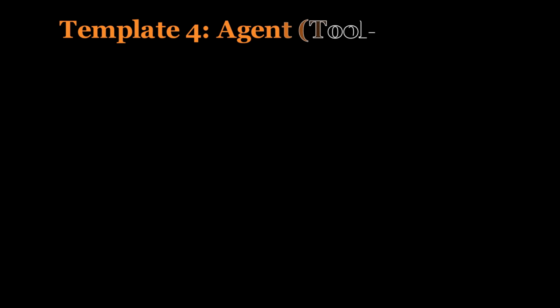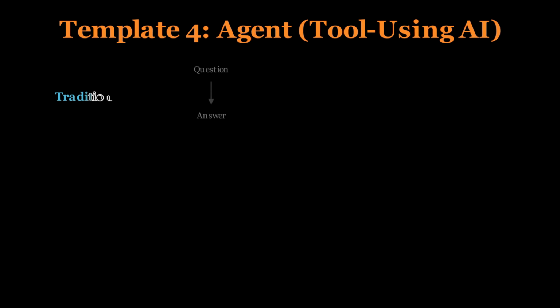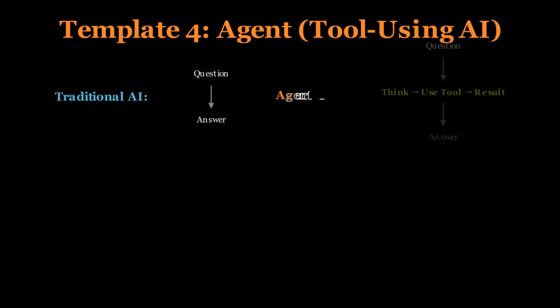Template 4. The Agent Template. This is for AI that can use tools and take actions, not just generate text. Traditional AI: question in, answer out. Agent AI: question in, think, use tools, get results, then answer. Agents can search the web, run code, call APIs, and more.